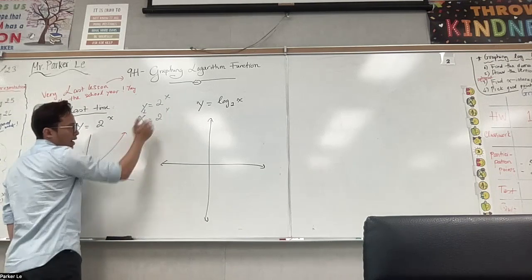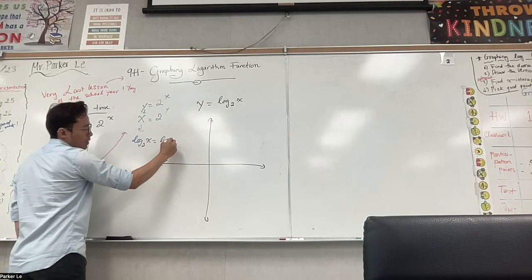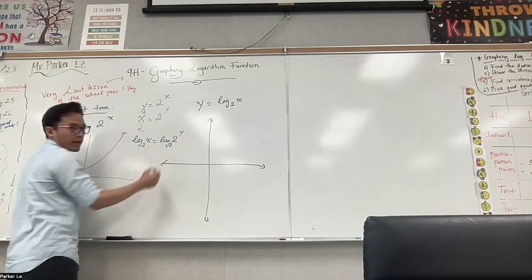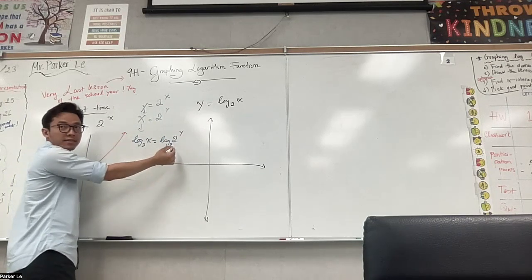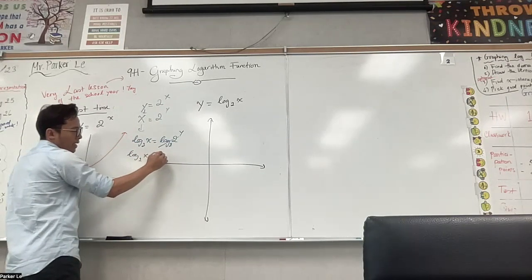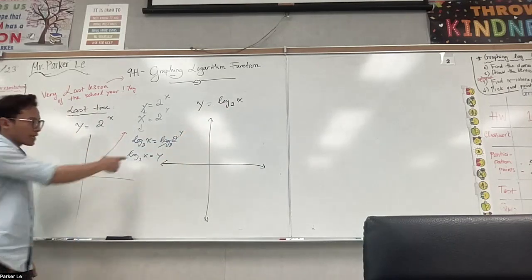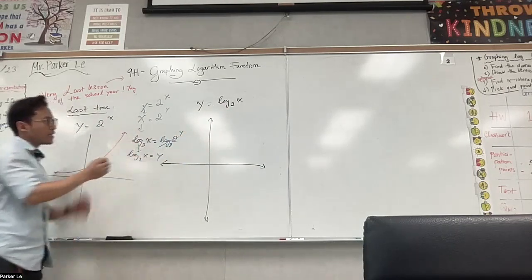Here, if I want to get y, I'm going to do log 2. I take log 2 of both sides. Why? Because log 2 of 2 is 1. And then I have y equals log 2 of x, and that is exactly this. You see? That is why these two are inverse.